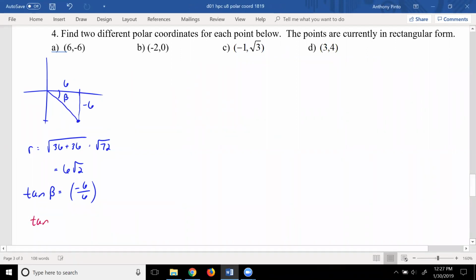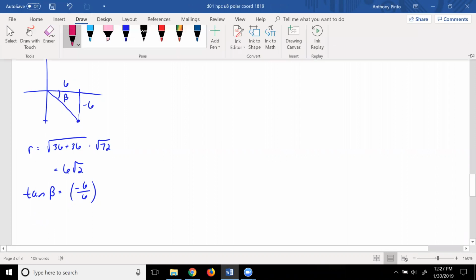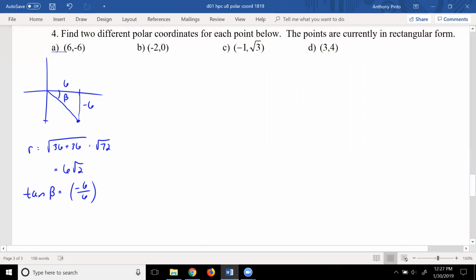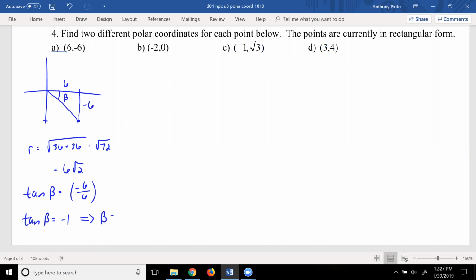Continuing this problem, we know that the tangent of beta is equal to... Whoop, I changed color on us. Let me go back to blue. We know that tangent of beta is equal to -1, so beta is equal to -pi/4.